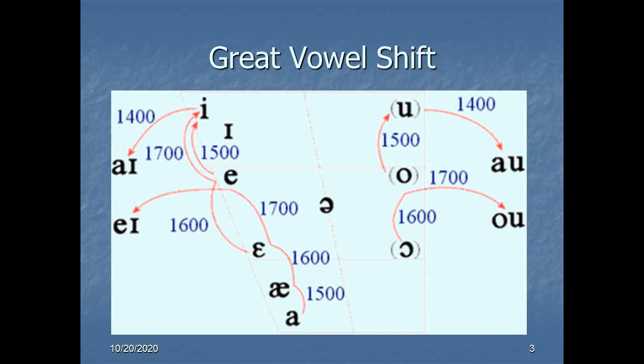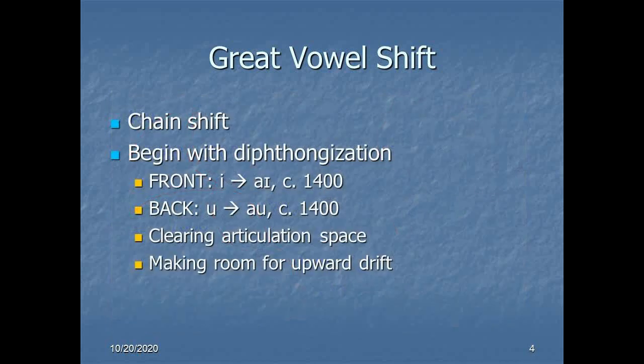Similar processes happen in the back of the mouth. In the next few slides, we'll take a look at exactly how this works with reference to specific words, so that it's a little less abstract. What I've just described for you is called a chain shift. That is, a shift that begins with one particular change, and as a consequence involves subsequent changes. So, as I said, the Great Vowel Shift begins with the diphthongization of the front vowel E to I around 1400, and a corresponding change of the high back vowel, U, to OW, also around 1400.